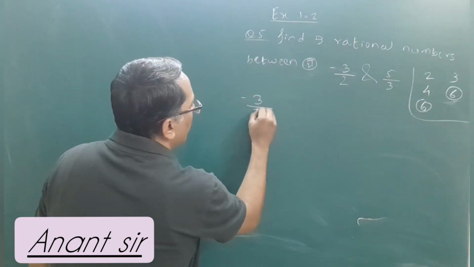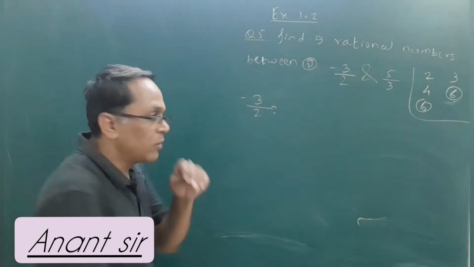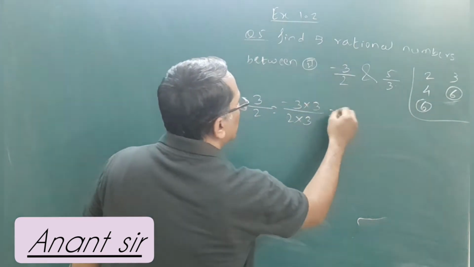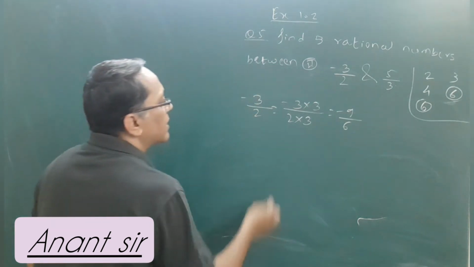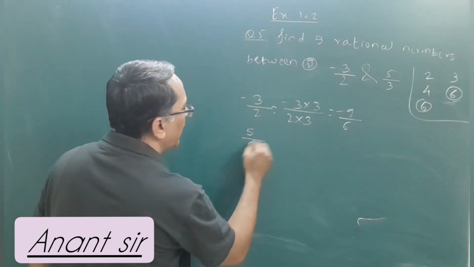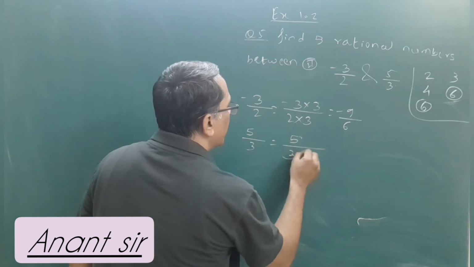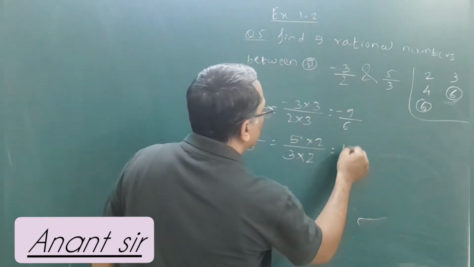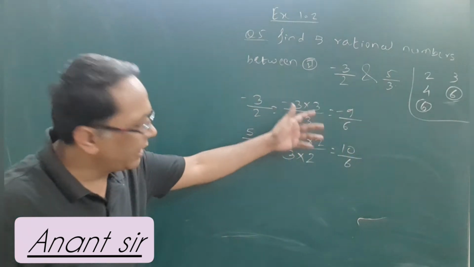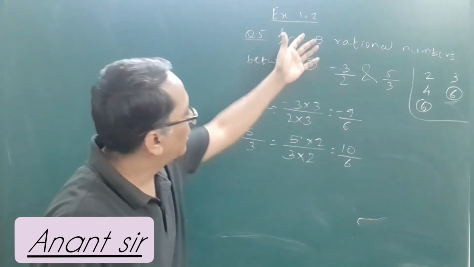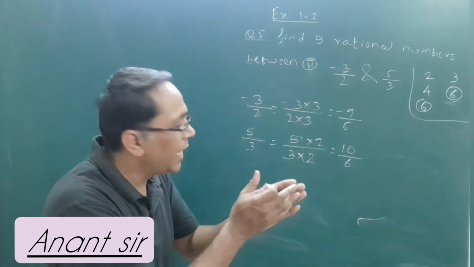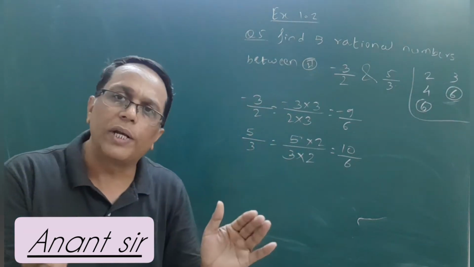So now I am going to make the denominator 6. Okay. For that I have to multiply the denominator by 3. So it will be minus 9 by 6. And for 5 by 3, to make the denominator same, I have to multiply by 2. So I will multiply the numerator also. So it's 10 by 6. We have many numbers now between these two numbers. We want only 5. Okay? So we don't have to again increase the denominator. There is no need now, correct?